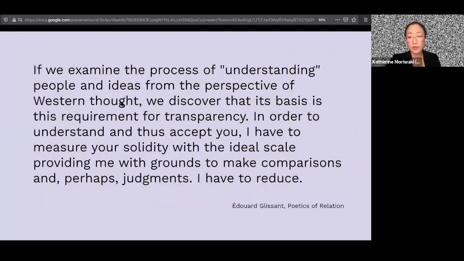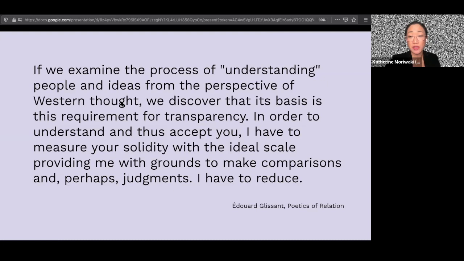And so this is a quote by Edouard Glissant in Poetics of Relation. The quote says, "If we examine the process of understanding people and ideas from the perspective of Western thought, we discover that its basis is this requirement for transparency. In order to understand and thus accept you, I have to measure your solidity with the ideal scale, providing me with grounds to make comparisons and perhaps judgments. I have to reduce."